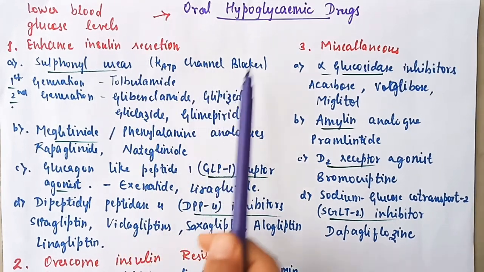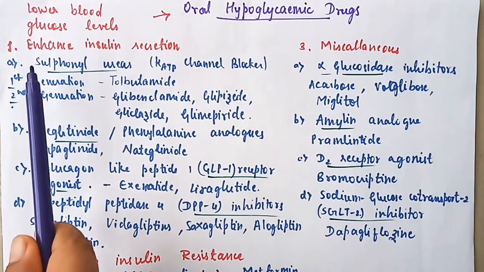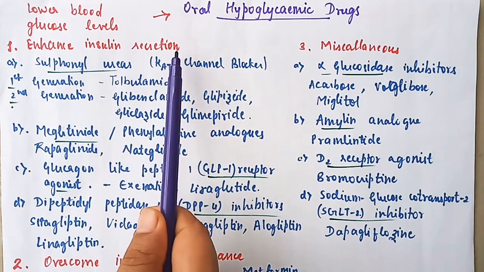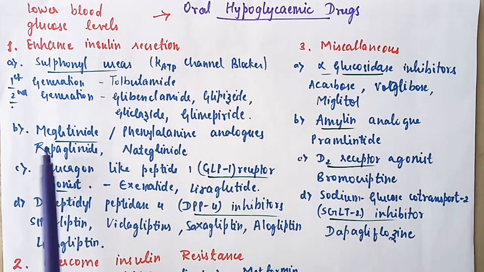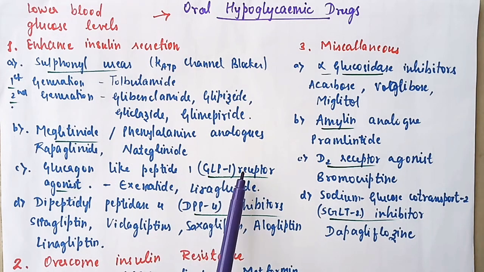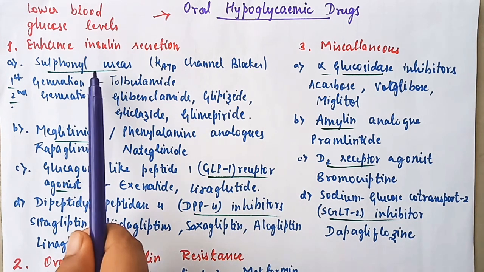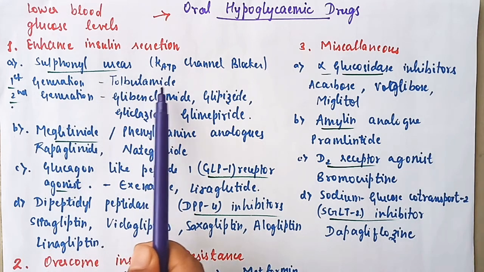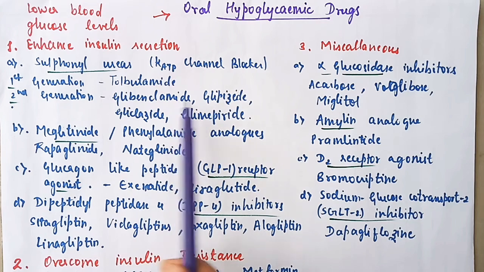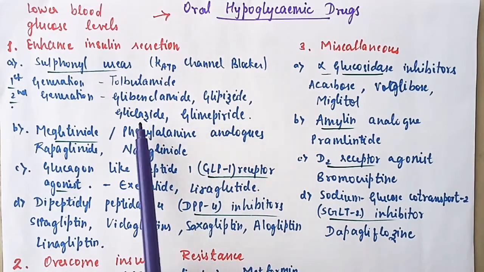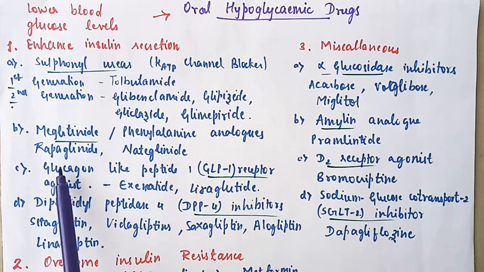So let's see the classification of hypoglycemic drugs. First, they enhance the insulin secretion. The class includes sulfonylureas, meglitinides, glucagon-like peptide receptor agonists, and DPP4 inhibitors. So the sulfonylureas have first generation tolbutamide, second generation glibenclamide, glipizide, glimepiride, and gliclazide. The meglitinide analogs include repaglinide and nateglinide. The GLP-1 receptor agonists include exenatide and liraglutide. The DPP4 inhibitors include sitagliptin, vildagliptin, saxagliptin, alogliptin, and linagliptin.